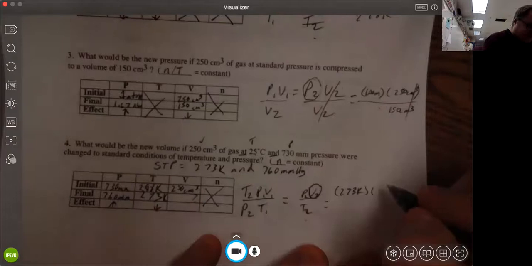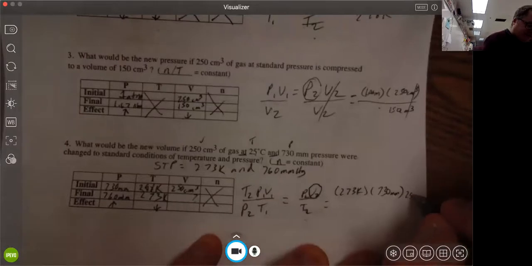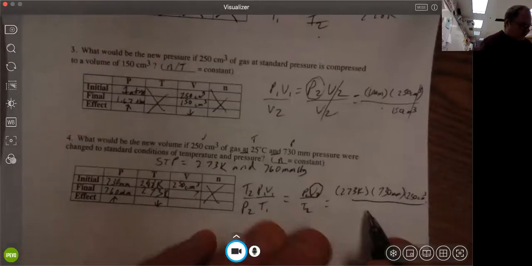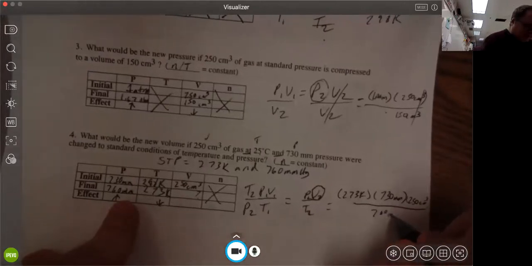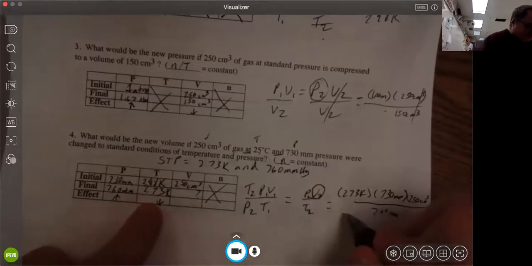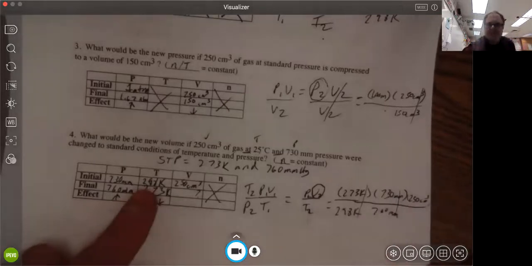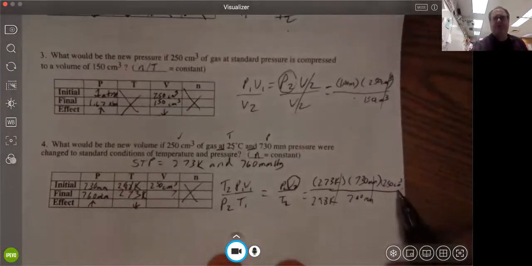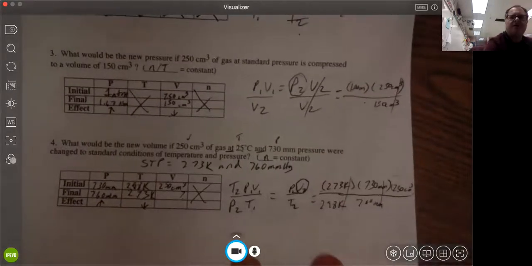P1 is 730 millimeters of mercury. V1 is 250 centimeters cubed. All of this over P2, which is 760 millimeters of mercury, and T1, which is 298 Kelvin. Notice Kelvin and millimeters of mercury will cancel out, leaving us with the unit for volume. If it's on top, we multiply. If it's on bottom, we divide.